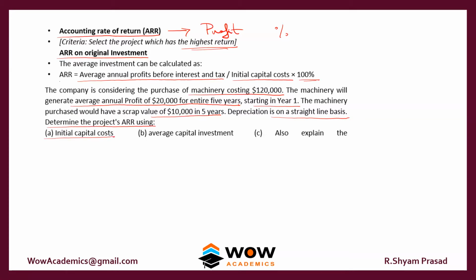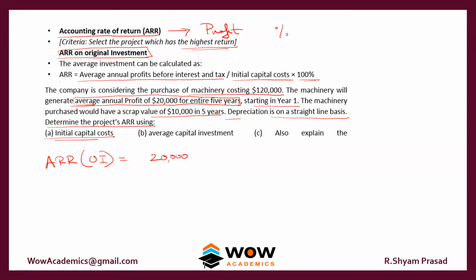First we'll do it with the initial capital cost method, or the ARR on original investment. So how do we do it? ARR on original investment, we'll put it as OI. The average annual profit before interest and tax they have given us directly. 20,000 is the average annual PBIT for the entire 5 years. So you don't divide by 5 to get the average, because this 20,000 itself is an average.